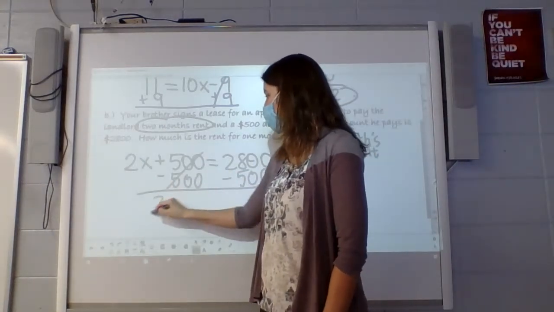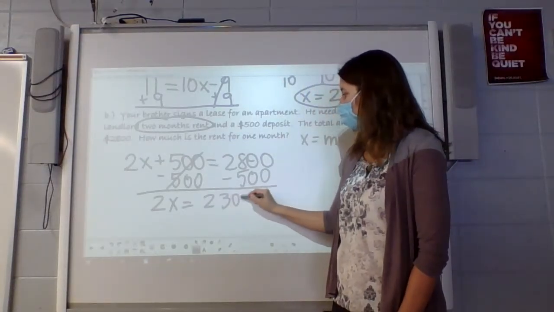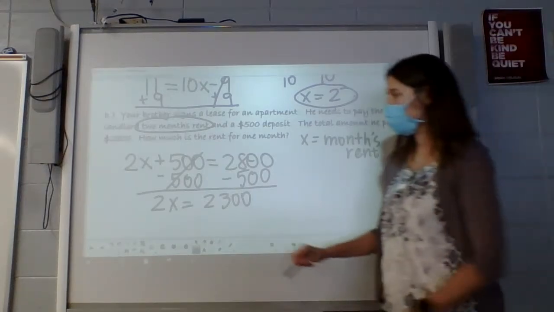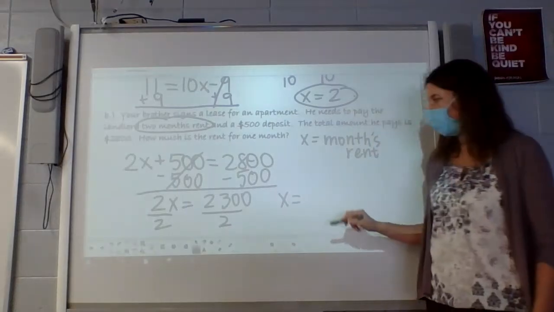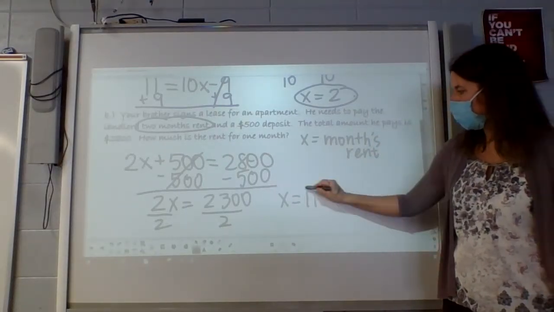And this will tell us what the rent is for 2 months, but we only want 1 month. And so we're going to divide by 2 to figure out our rent. Our rent's a little pricey wherever he is, so is that what we end up with?